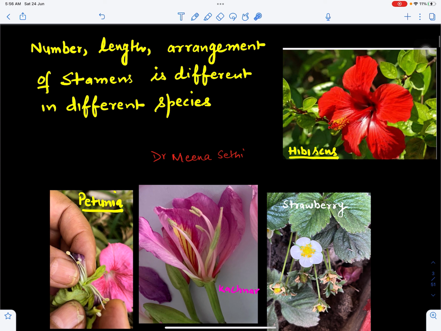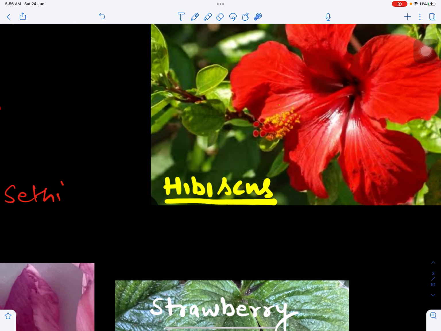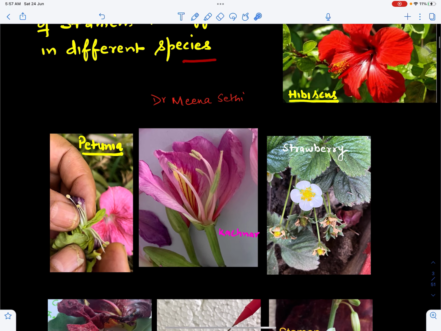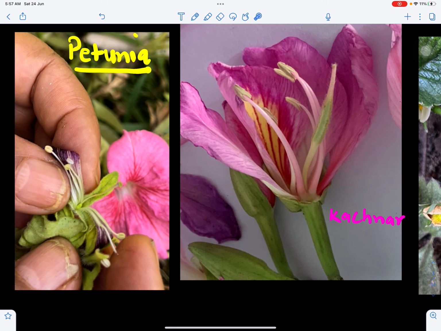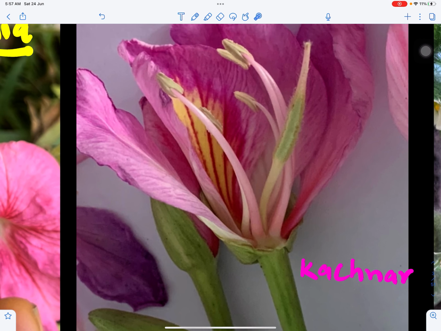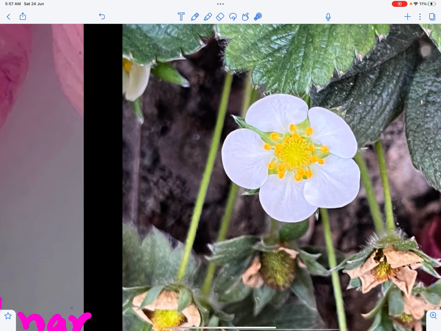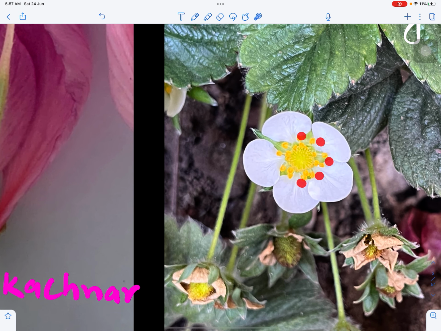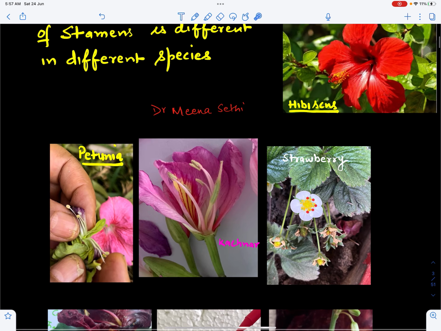Now, the number, length, arrangement and organization of stamens is different in different species. Like we saw in hibiscus, they are organized like this and there are many stamens. In petunia, there are 5, arranged here. In kachnar, they are quite big. This is the ovary part, and these are the stamens, which are big in size. In spider plant we can see yellow colored stamens. So they are different in different plant species.